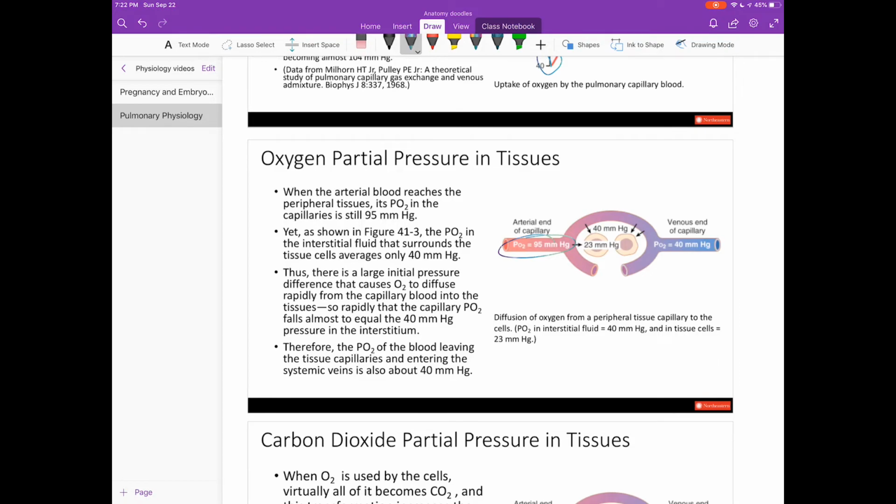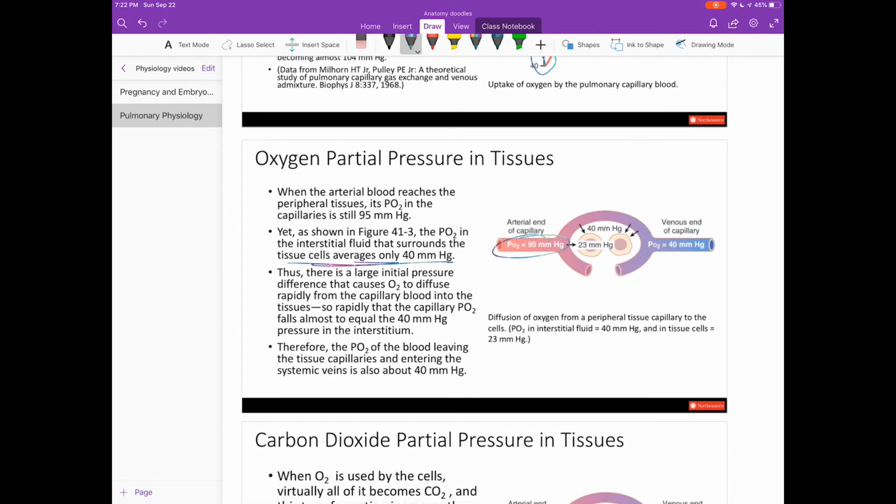But the bottom line is that because it is at such a high pressure relative to the interstitial space that's surrounding the cells, it will diffuse from the capillary into the cells. So it's shown here that the interstitial fluid that's surrounding the tissue only averages 40 millimeters, and that pressure is going to drive oxygen into this space.